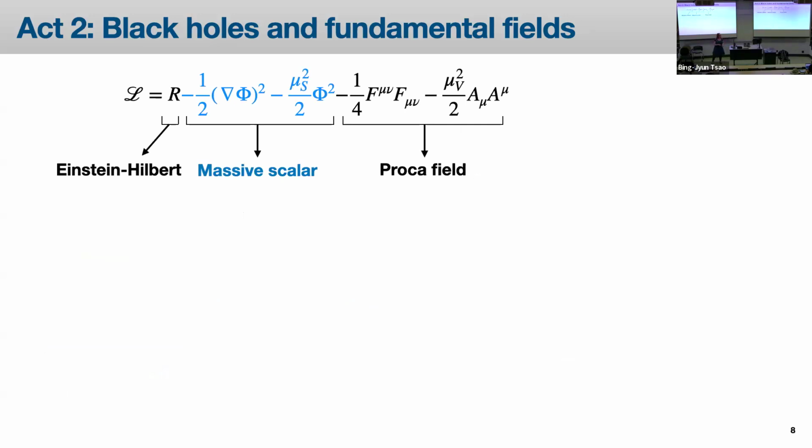If you want to see the Lagrangian, it's here. We have our Einstein-Hilbert term, then the massive scalar field. So we have a scalar field phi with a kinetic term and mass parameter mu_s. Not here today, I will not talk about a massive vector field, but we have the code for a massive vector field, and this is here.